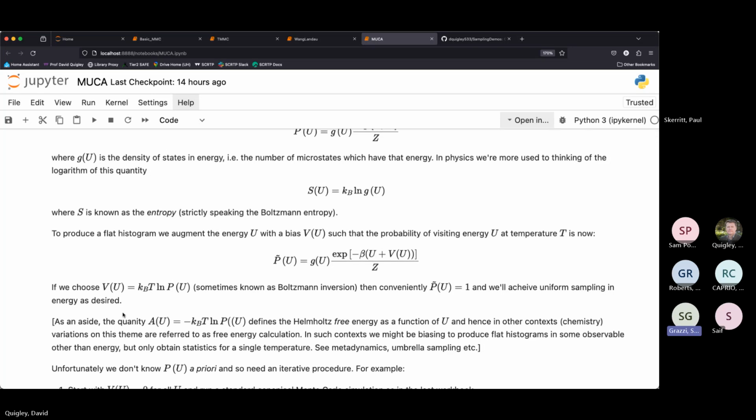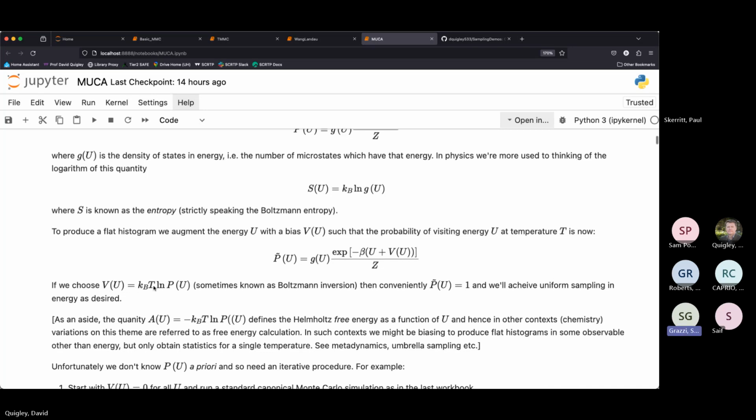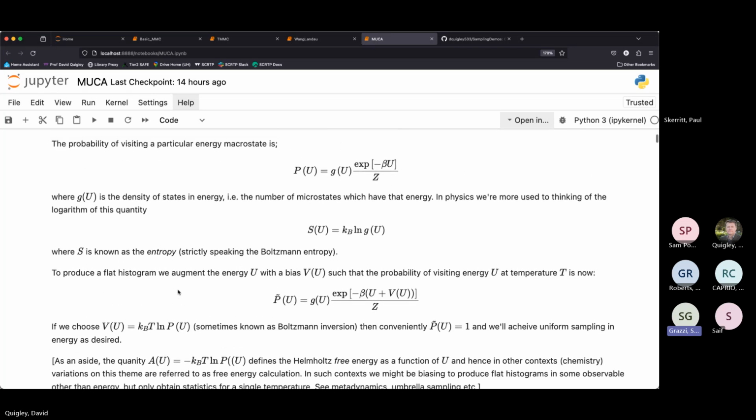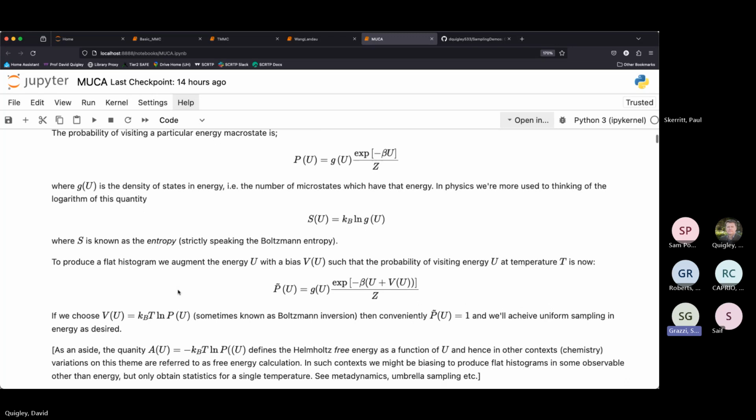So if I want a flat histogram, and these multicanonical methods are sometimes called flat histogram methods, I want to visit all energy macrostates with equal probability, then I know how to do that. I can add an extra energy on top of U that I'm going to call V as a function of U, such that I get uniform sampling. And if I choose that V of U to be kT log P, where P is given by this expression above, then everything cancels.